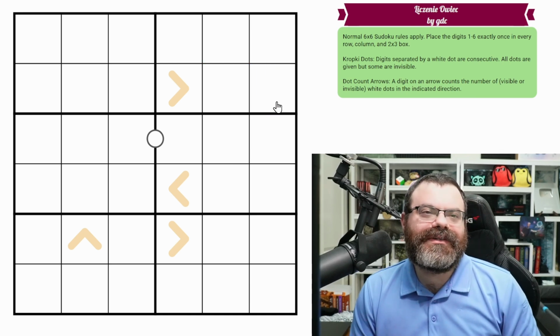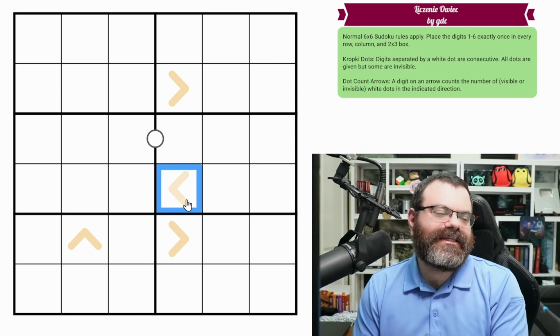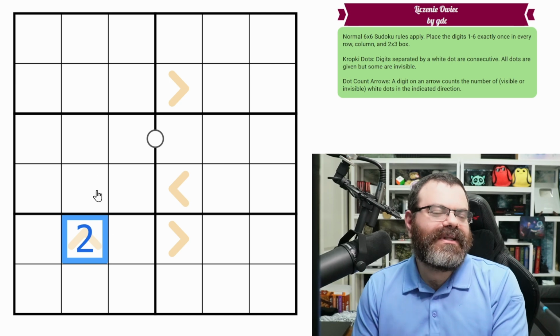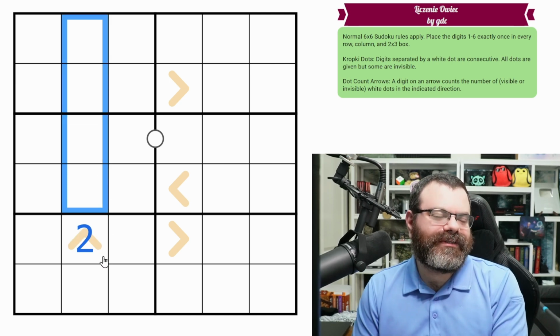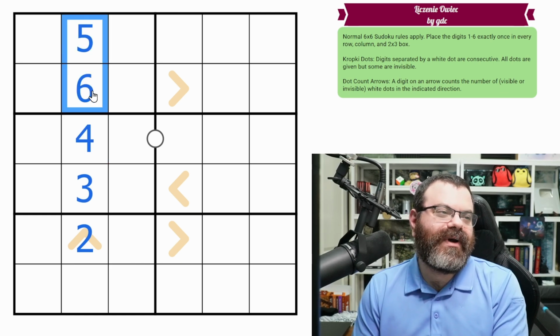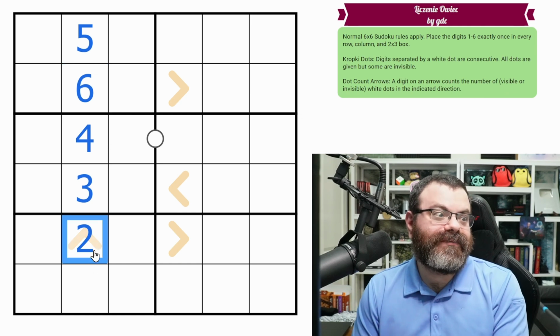We have these dot count arrows. A digit on an arrow counts the number of visible or invisible white dots in the indicated direction. So let's do this one. Let's say this one was a 2. That means I have exactly 2 dots in this direction, invisible ones. So I could do say 3, 4, and then 6, 5, right? There could be a white dot between the 5, 6 and the 3, 4, but not between the 6, 4. So that resolves our 2 there.